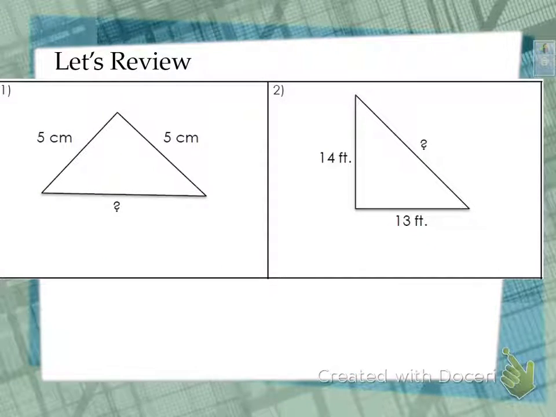All right, so let's go ahead and take a moment here to review and make sure we remember how to use the Pythagorean theorem formula. I know that we just reviewed the formula is a squared plus b squared equals c squared, so I'm going to write that down and make sure that we remember that along the way.